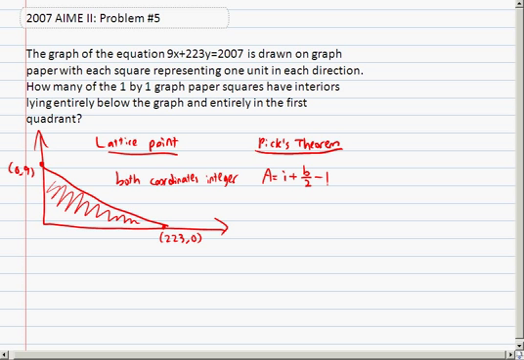So let's look at the Pick's theorem case for this triangle here. We see that the area of this triangle is 1/2 times 9 times 223, which is equal to 2007 over 2.